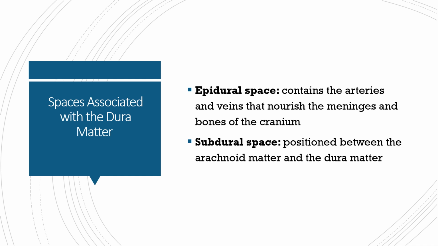There are 2 potential spaces associated with dura mater, the epidural space and the subdural space. The epidural space is located between the dura mater and the bones of the skull and contains arteries and veins that nourish the meninges and bones of the cranium. The subdural space is positioned between the arachnoid mater and the dura mater.